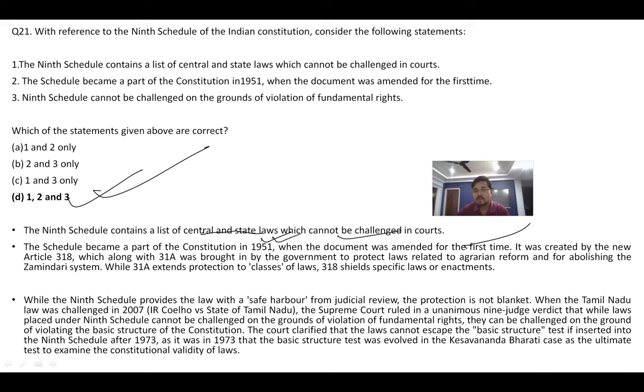It was created by the new Article 31B, which along with 31A was brought in by the government to protect the laws related to agrarian reforms and for abolishing the zamindari system. While 31A extends protection to classes of laws, 31B seals specific laws on enactments. So about the Ninth Schedule also, these facts are very interesting.